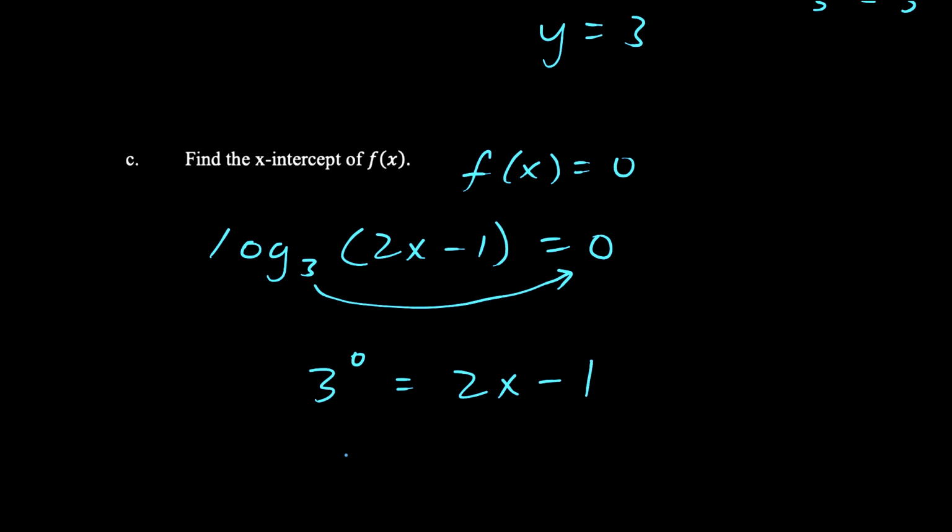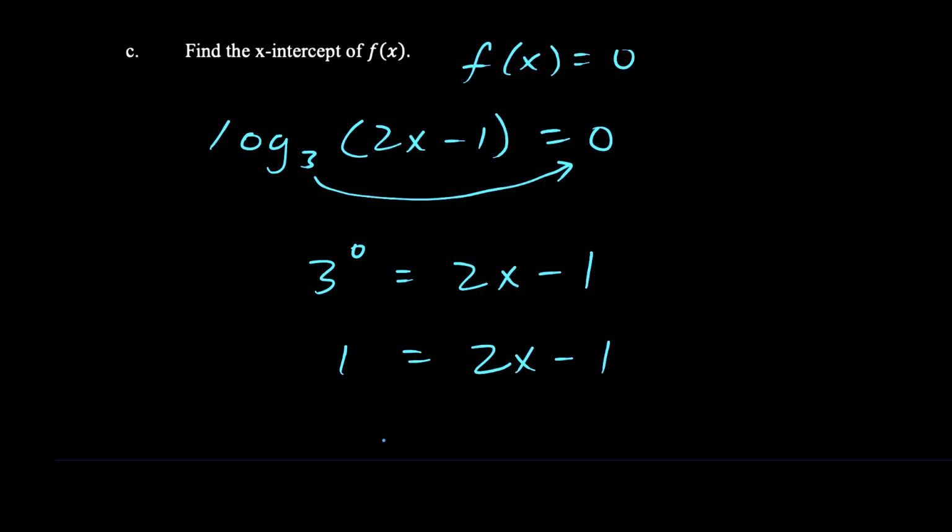3 to the 0 is 1. Add our 1 over, divide by 2. 2 equals 2x. So x equals 1. So that's all there is to it.